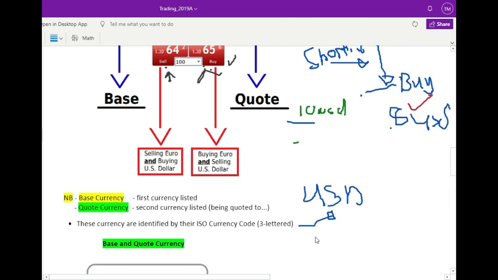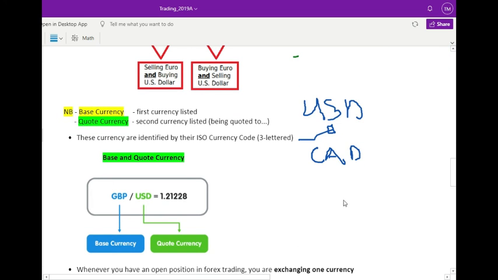USD, Canadian, CAD. So they are quoted with 3 letters, right? So very important to know. So this is what we call the base currency. This side is the quote currency. This is the exchange rate.